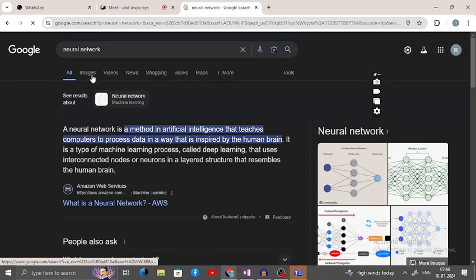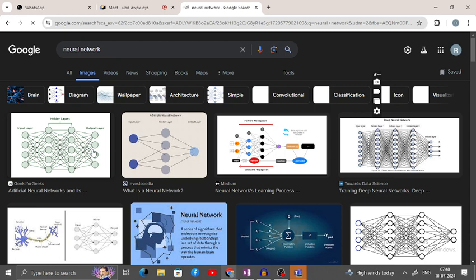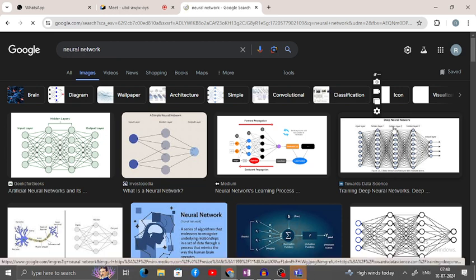See the images. Look at this. This is how your neural network will be: your input layers, output layers, and this is a deep learning neural network. A deep neural network will be something like this. Several nodes will be there, and several hidden layers will be there.